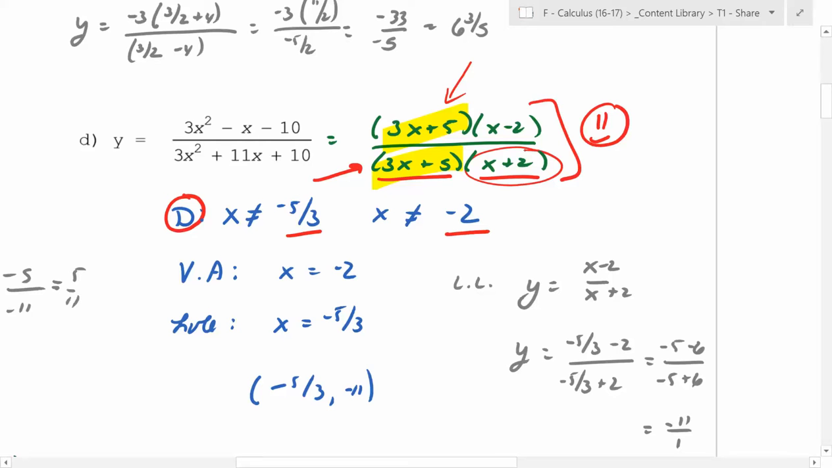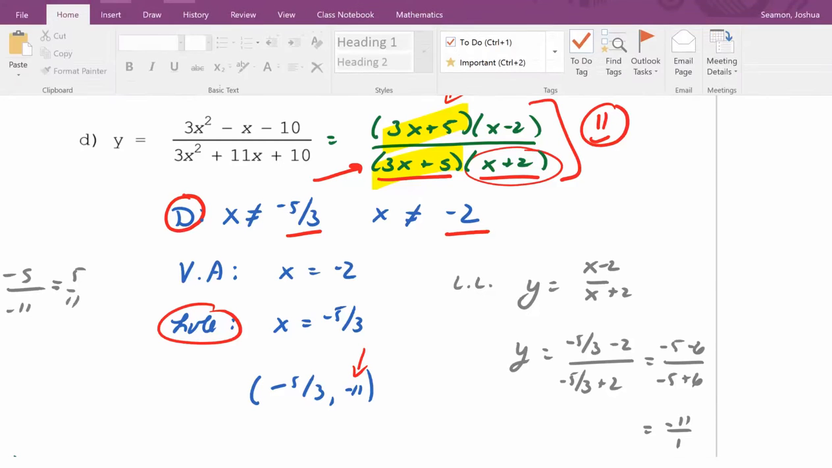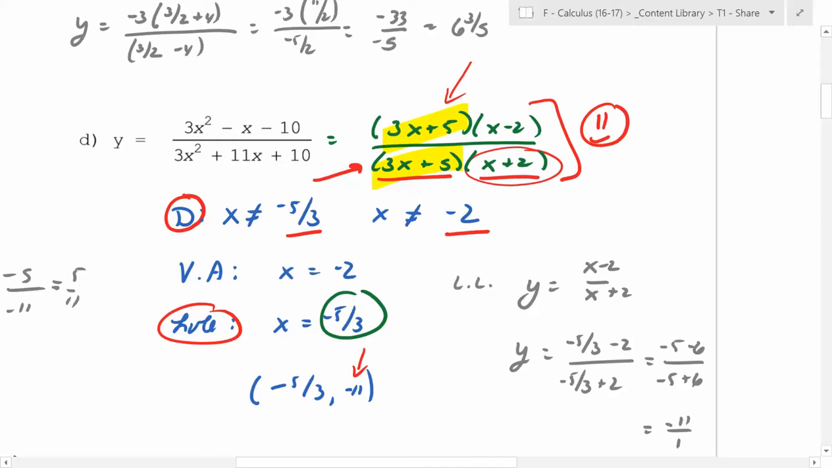What else do we have here? What is that? Is that the hole right there? Yeah. The hole is the x where it cancels, right? And how do you go about finding this -11? Where does that -11 come from? You enter -5/3 into the cancel. Into the cancel, you take this and you plug it in right there.